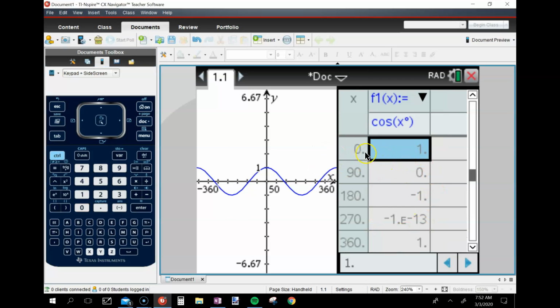So check that out. My graph starts at 0, 1. At 90, it's 0. At 180, it's -1. At 270, it's negative this. This is one of the things you've got to be careful with on the calculator. This really means what? It's -1e to the -13. That's scientific notation, right? -13 means I put zeros which way? To the left or the right? So is it a small number or a big number? Small number, right?